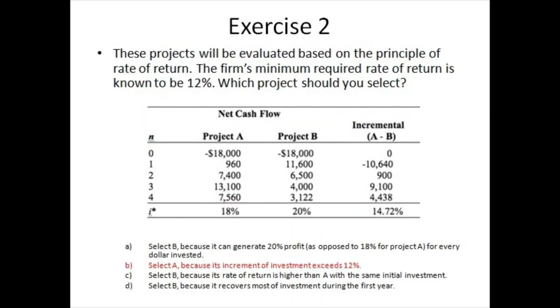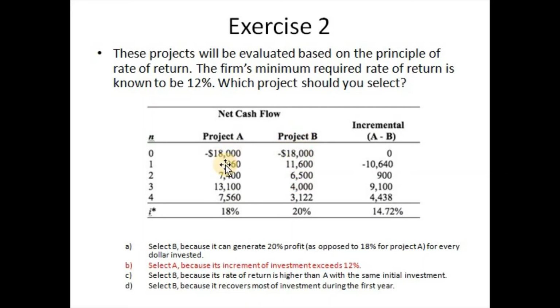Now let's look at another exercise. Here we have two alternatives, A and B. I'm going to do the incremental analysis. This is the first step. Then I'm going to use the IRR. But here I have a problem. The initial investment of A is minus 18,000 and of B it's the same value. So if I say A minus B, it's going to give me 0. B minus A is also going to be 0. So I cannot decide how to do the incremental analysis. Is it A minus B or B minus A?